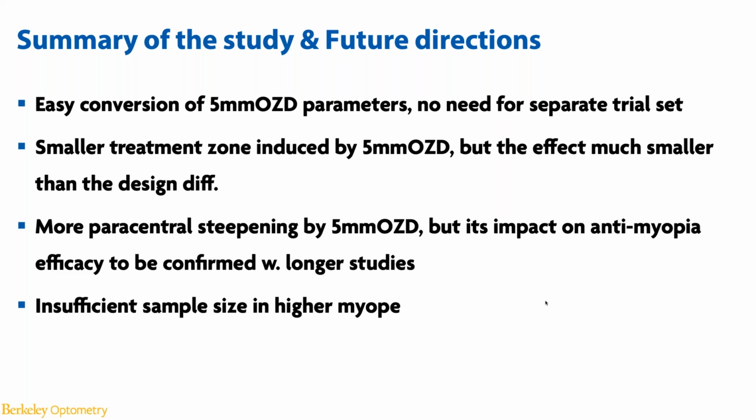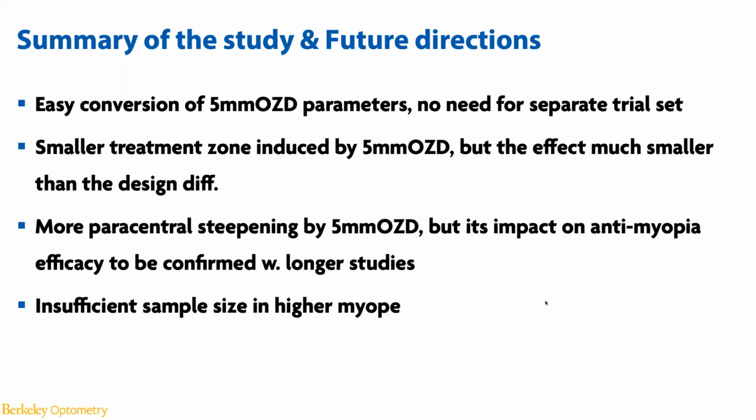diagnostic set. As we mentioned before, we've seen a smaller treatment zone induced by the new design, but the effect is much smaller than what was expected from the 1mm difference in the optic zone diameter on the lenses. We do see more paracentral steepening with the 5mm lenses, but its long-term impact on anti-myopia efficacy will need to be confirmed with longer studies, with axial anti-myopia efficacy as the primary outcome instead of a short-term study.